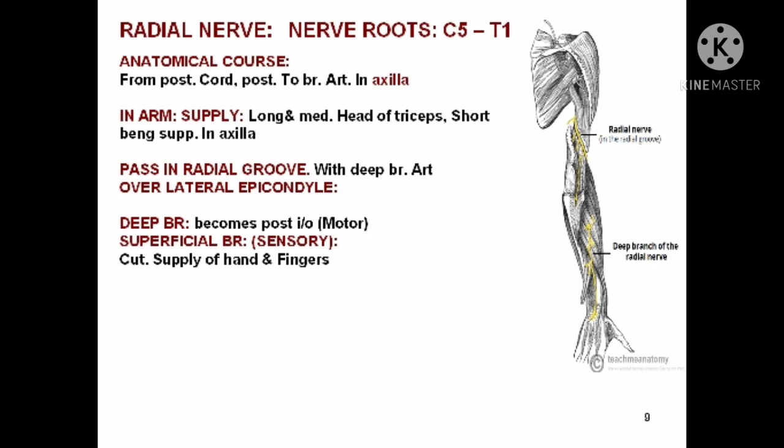Then the radial nerve passes in the radial groove of the humerus bone along with the profunda brachii artery. Over the lateral epicondyle of the humerus, it divides into a deep branch, which is motor, and the superficial branch. The deep branch then becomes the posterior interosseous nerve. The superficial branch is sensory, and it supplies sensations to the hand and the fingers on the dorsum of the hand.